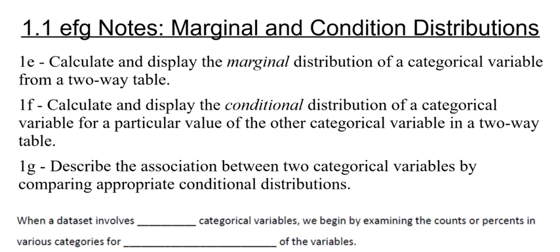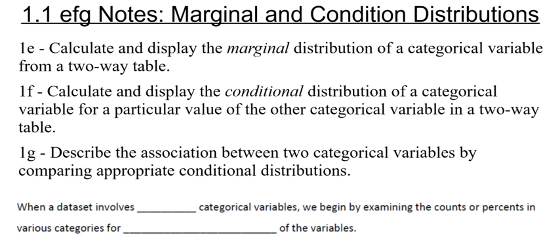Hello, AP Stat students. This is the video notes for section 1.1, reviewing learning objectives E, F, and G about marginal and conditional distributions. So 1E is to calculate and display a marginal distribution. 1F is to calculate and display a conditional distribution, and those are both for categorical variables from a two-way table. And 1G is being able to describe the association between two categorical variables by looking at their conditional distributions.